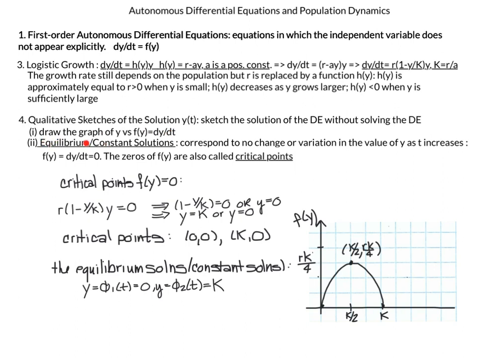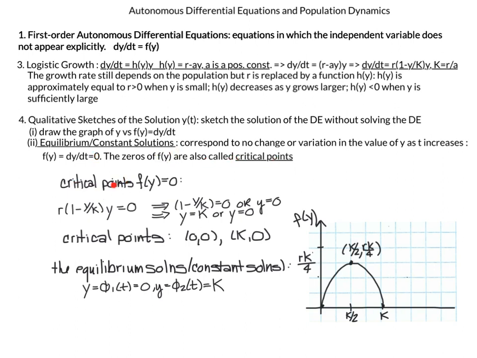I'm going to look at the equilibrium or constant solutions. So equilibrium, that's when nothing is changing. So that corresponds to no change or variation in the value of y as t increases. So what that tells us is if f of y, which is equal to dy/dt, is equal to 0. And the zeros of f of y are called critical points.